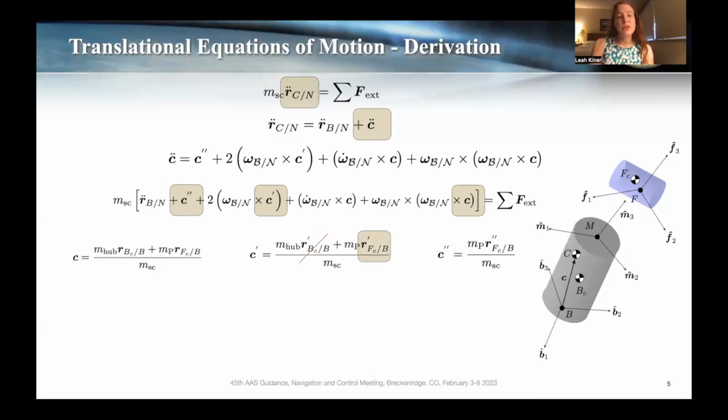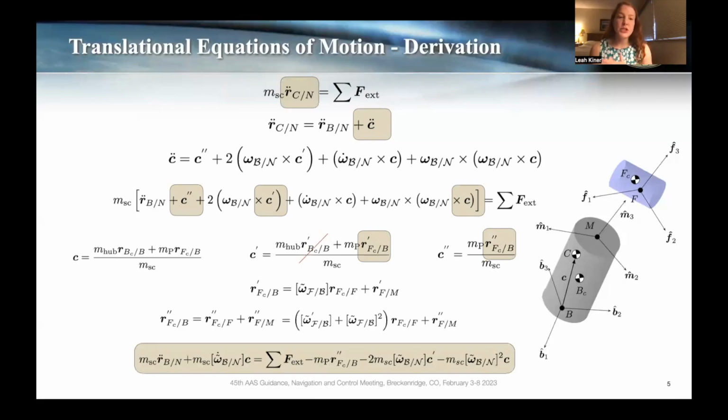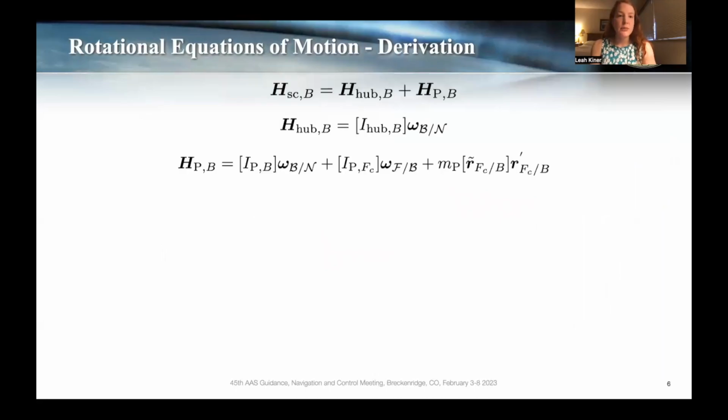We also can define both of these vectors here. I'm leaving out quite a bit of math, but then when we substitute all of these quantities back in, we come to our translational equations of motion. And we can do something very similar for our rotational equations of motion, except we're starting from Euler's equation.